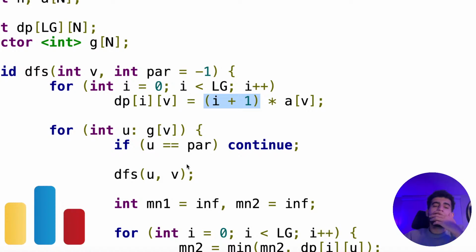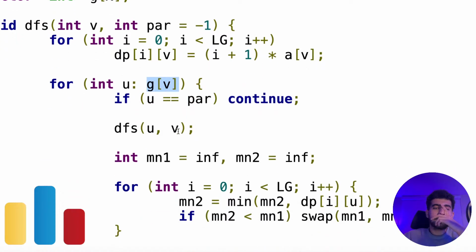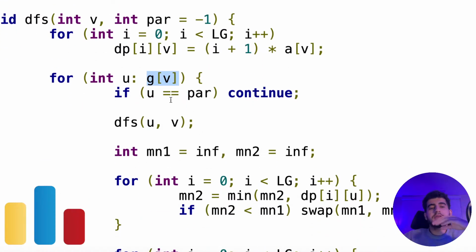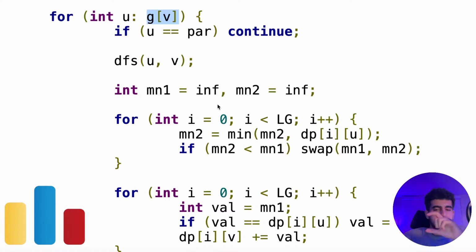And then I'm going to loop over all the adjacent vertices of v. If u was equal to the parent, I will continue. Then I will call DFS of u and v, and I keep the best DPs of u. Each time, for each DP of u, I say that mn2 is equal to the minimum of mn2 and DP of i and u, and then if mn2 was less than mn1, swap mn2 and mn1. This way I just keep it. mn1 is the best DP for u, and mn2 is the second best DP for u.